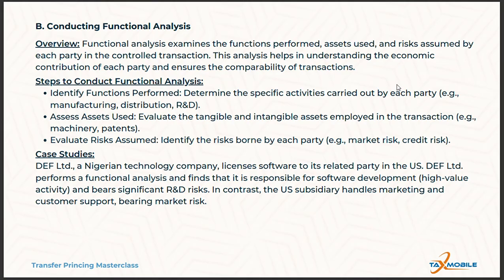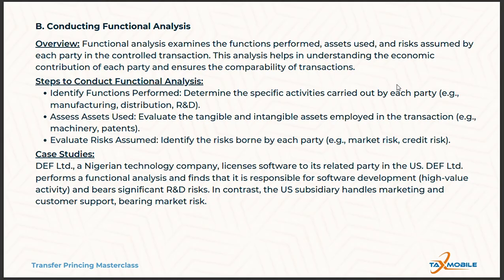So let's look at a Nigerian manufacturing company that sells its product to a related party in Europe. A functional analysis revealed that the manufacturing company handles all production and bears the associated production risk. The European subsidiary, on the other hand, handles only distribution and customer support, so with minimal risk, based on the functional split, the pricing must reflect the company's higher risk and asset utilization, ensuring its compensation aligns with its role.